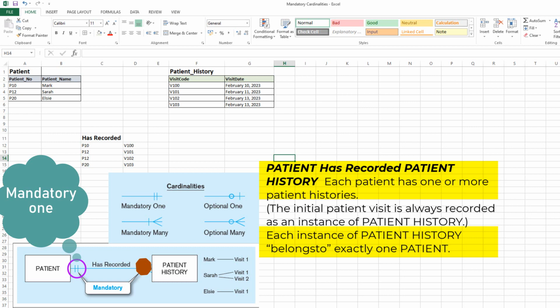That mandatory one is denoted by two vertical lines. Look at the cardinalities figure. You will have two vertical lines. It says mandatory one. That is all there is to know about mandatory cardinalities, and I hope it all makes sense to you.